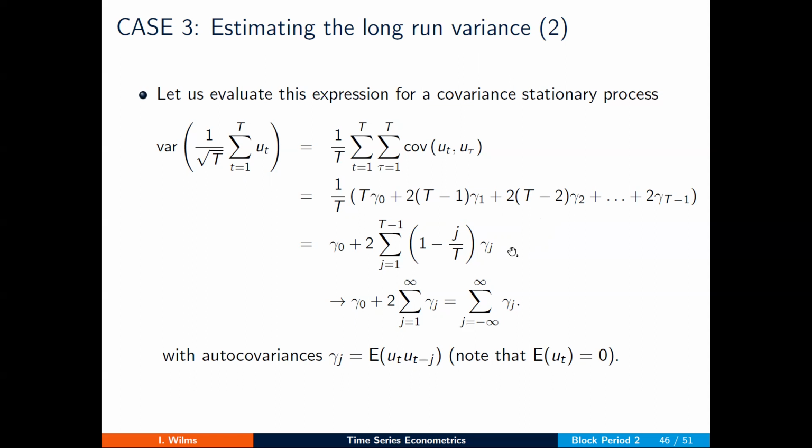Now I can further simplify this expression by writing out the sum over the J autocovariances. And what happens now if I let my sample size go to infinity? Well, then I get this infinite sum over here. And of course, the autocovariance of order 1 is the same as the one at -1. So alternatively, I also have this expression.